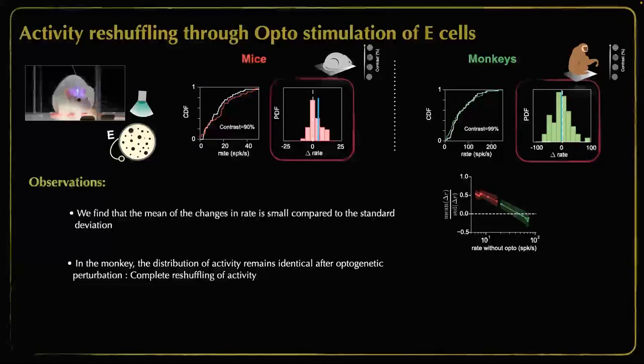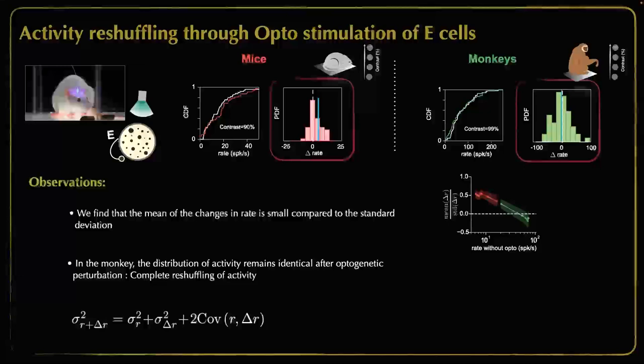And in the monkey, the distribution of activity remains the same after the optogenetic perturbation, as I just said. And this is somewhat puzzling, especially because imagine that you have a firing rate that comes from a distribution of firing rates, and it has a variance that I call this. And now I grab this firing rate and I add something, a change in firing rate, that is this delta R. And now I look at the distribution of the sum of these two things.